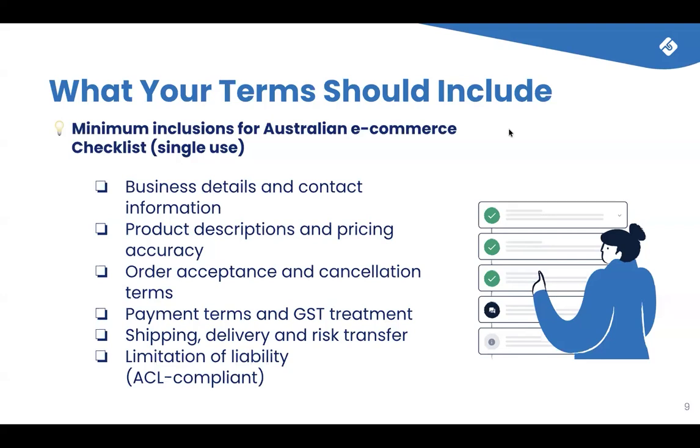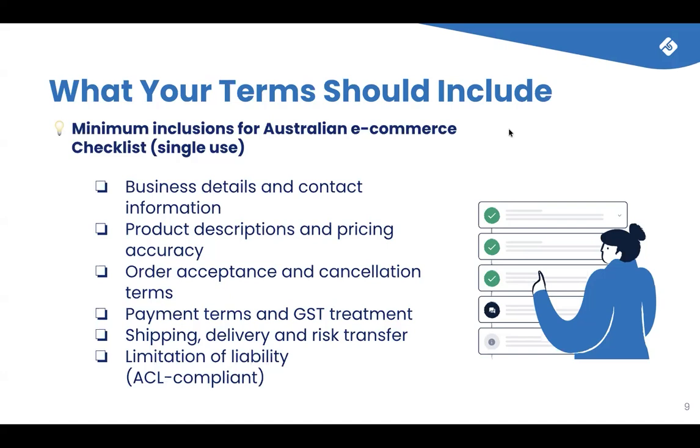Secondly, product description and pricing. The product description and pricing must be accurate. You don't necessarily have to set it out in your terms and conditions, but it should be able to be referenced to it. So you can say that, look, the pricing may be subject to change, for example, as displayed on our website. If you reference it correctly, it can be enforceable. Misleading description is one of the fastest ways to trigger consumer law issues.